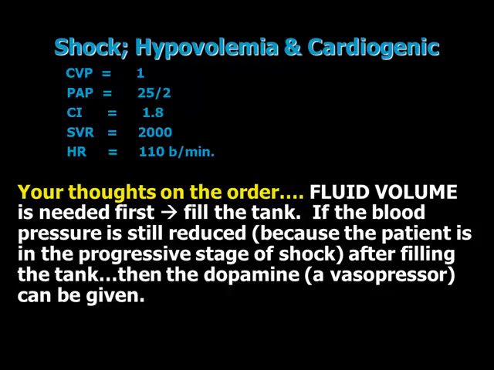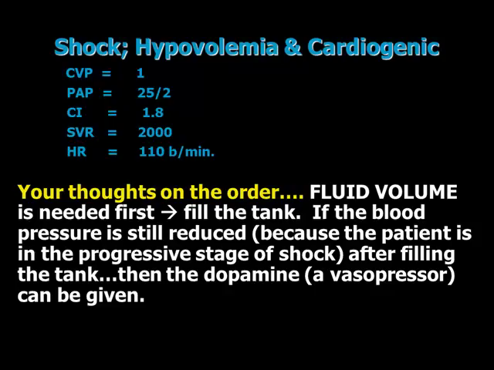So once your CVP gets up to 8 and your pulmonary artery diastolic is in the 12 range, and if your blood pressure at that point is still low, especially if your MAP is less than 65, well, then it's time to give the vasopressor. Then it's time to give dopamine.